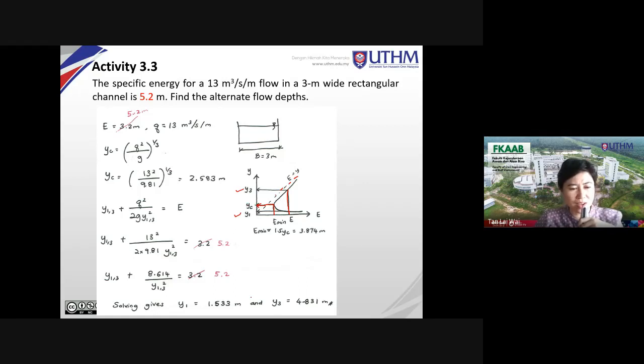Now, of course, this yc will fall between these two values. Because this question doesn't ask for yc, you don't need to find or give yc. But in this case, I have also shown yc to be this. If I want to check, one depth, the supercritical one, would be less than 2.583, and another depth, which is subcritical, would be greater than 2.583, which are these values.